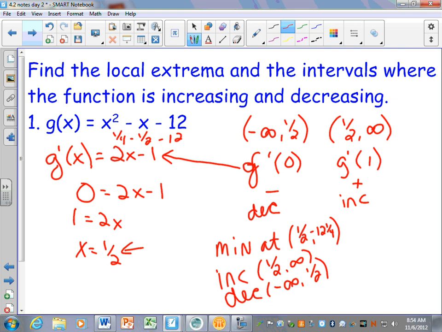Wait, why is it a maximum? One, we only have one critical point, right? And we have to determine, is it going to be a max or a min? Well, we know this is a parabola that opens up. Is there going to be a maximum on that graph? No. Only a minimum. Say it. What do you think?